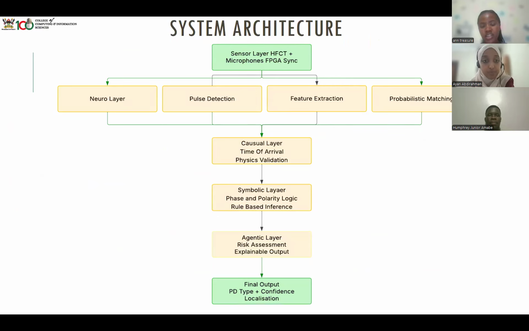In our system architecture, we have a data input layer, whereby we have sensors for both electric signals and acoustic signals. This information is fed into the neural layer, which has our machine learning models that carry out the classification and localization. We have the pulse detection that picks up on the pulses, especially of the electric signals. In the feature extraction layer, we aim to extract the different features, and in the probabilistic matching, we aim to calculate the probabilities of each type of partial discharge happening.